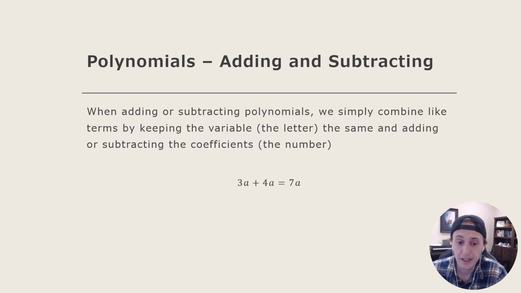For example, 3a plus 4a equals 7a. 3a minus 4a is negative 1a. And so you can see we're just working with the numbers, keeping the letter the same.